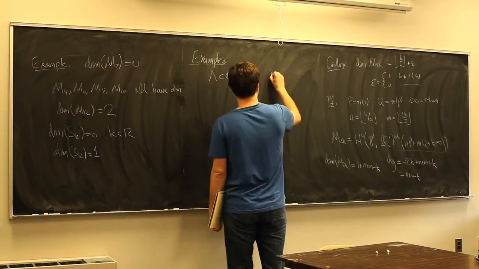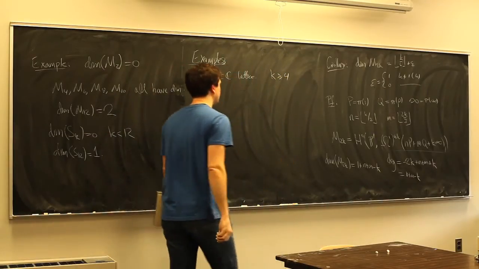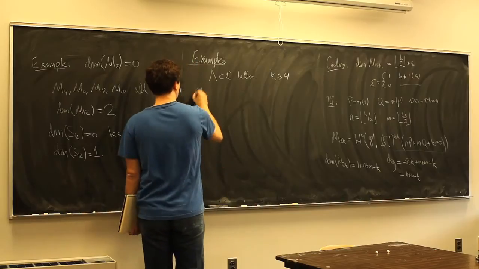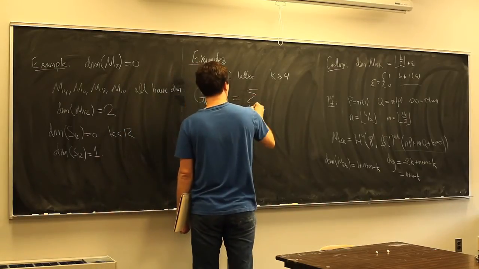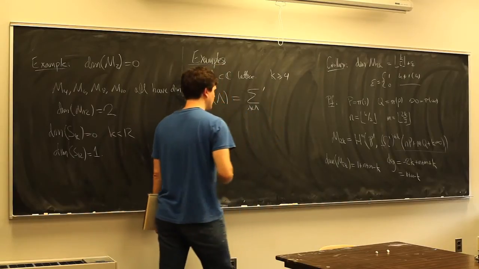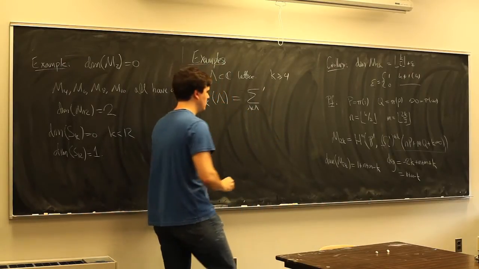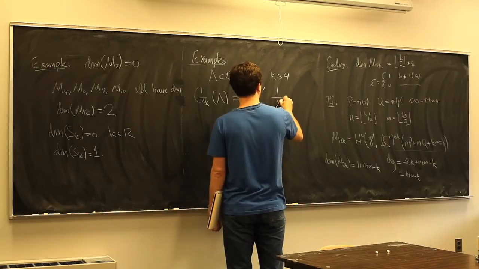So suppose you have a lattice, and k is some number that's at least 4. Then put gk of lambda to be the sum over elements of lambda. And this prime here means I don't want to sum over the 0 element, of 1 over lambda to the k.